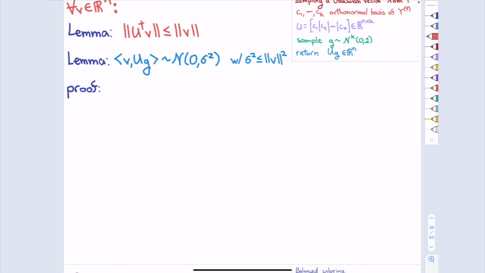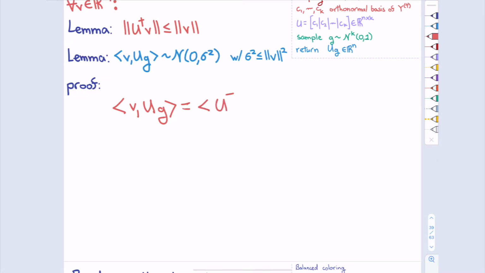So how do we do this? The dot product of v with ug is equal to u transpose v dotted with g. Nothing too big a deal. But what's nice about the right-hand side is, let's call this b, just to make it extra clear.